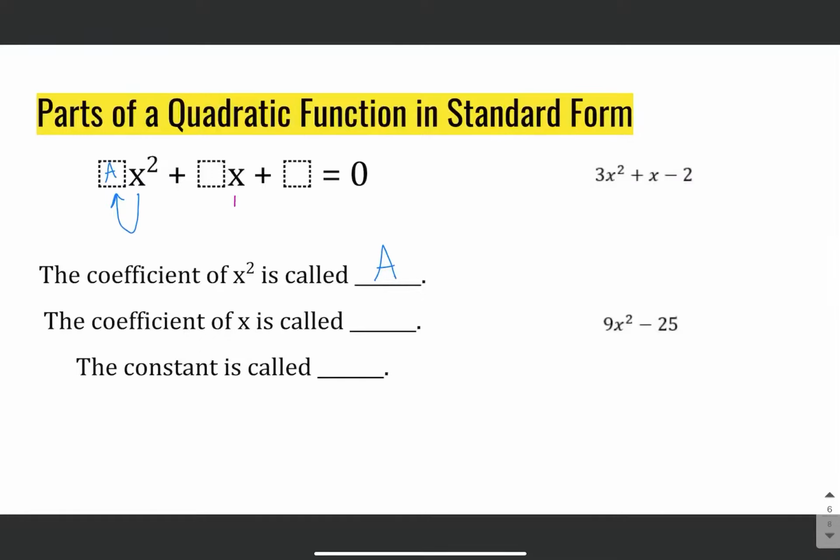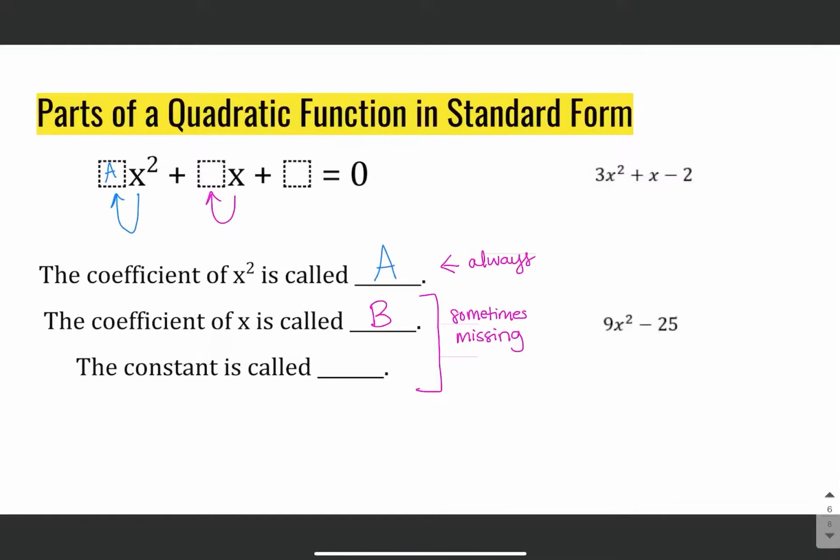There's going to be a number in front of x, and that is called our b. So again, the coefficient of x is b. And sometimes this one is missing, and that's okay. But you for sure have to have this x squared. You will always have that x squared, because if not, it won't be a quadratic.